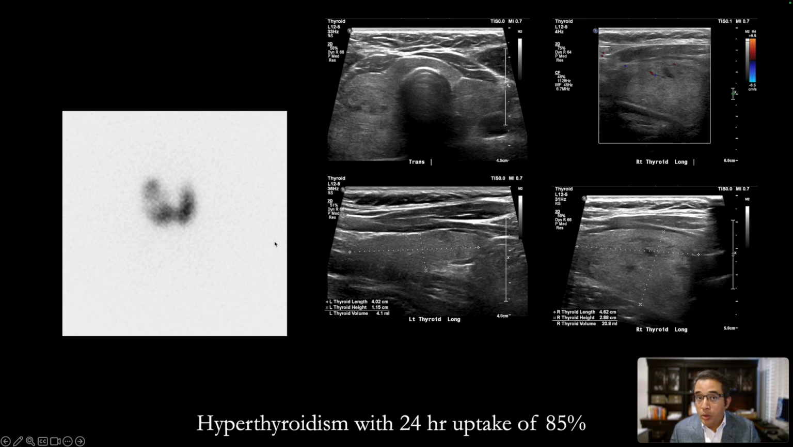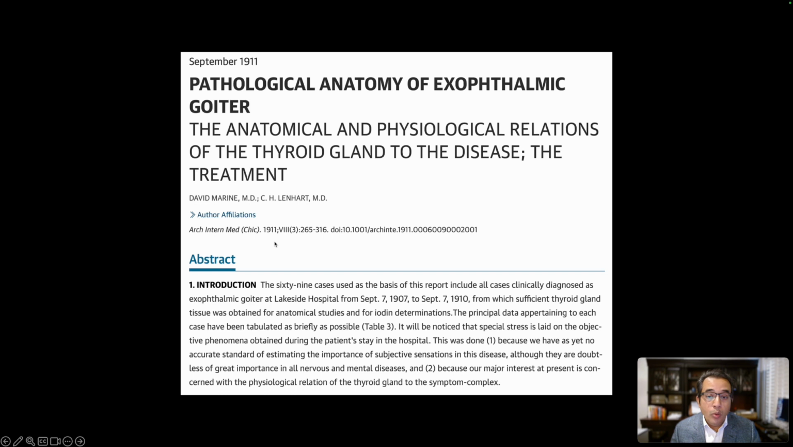Now, this condition where the patient has Graves' disease and they have nodules that do not respond to thyroid stimulating immunoglobulins but will respond to TSH is called Marine-Lenhart syndrome. And here's the first paper published by doctors Marine and Lenhart describing this situation where a Graves' disease patient can have solid nodules which do not respond to thyroid stimulating immunoglobulins but will respond to TSH. So that's called Marine-Lenhart syndrome, and that's what this patient had.